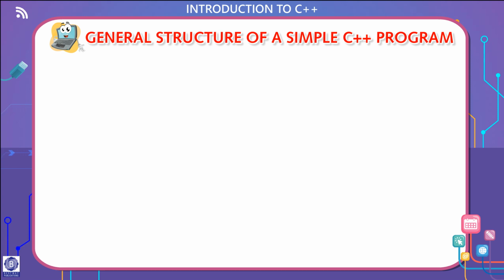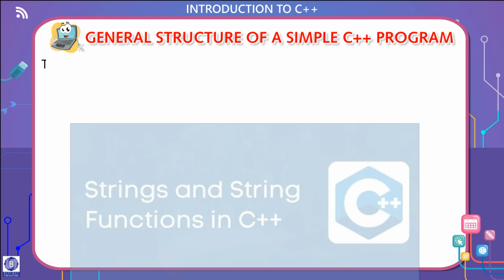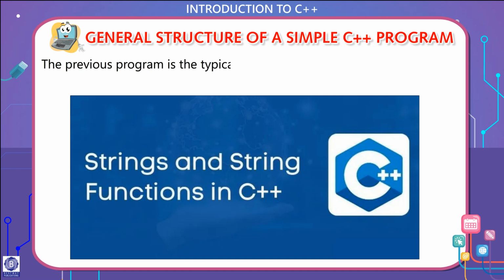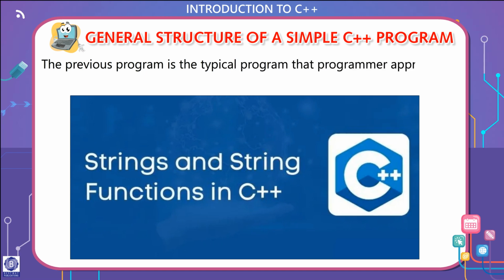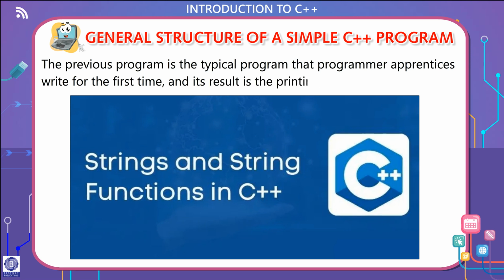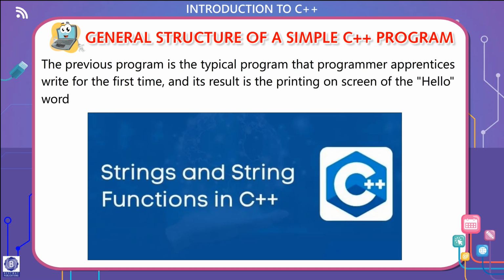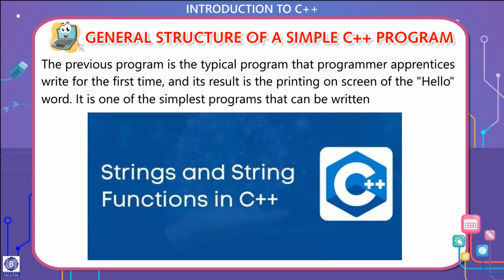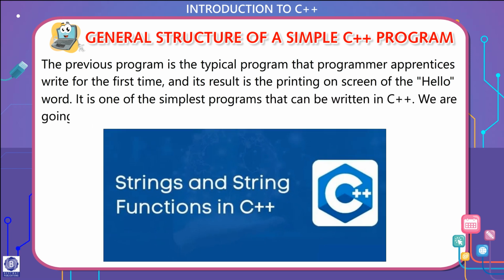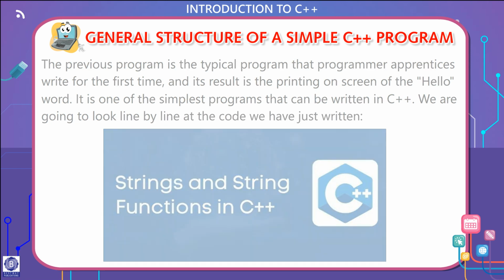General structure of a simple C++ program. The previous program is the typical program that programming apprentices write for the first time, and its result is the printing on screen of the Hello World. It is one of the simplest programs that can be written in C++. We are going to look line by line at the code we have just written.